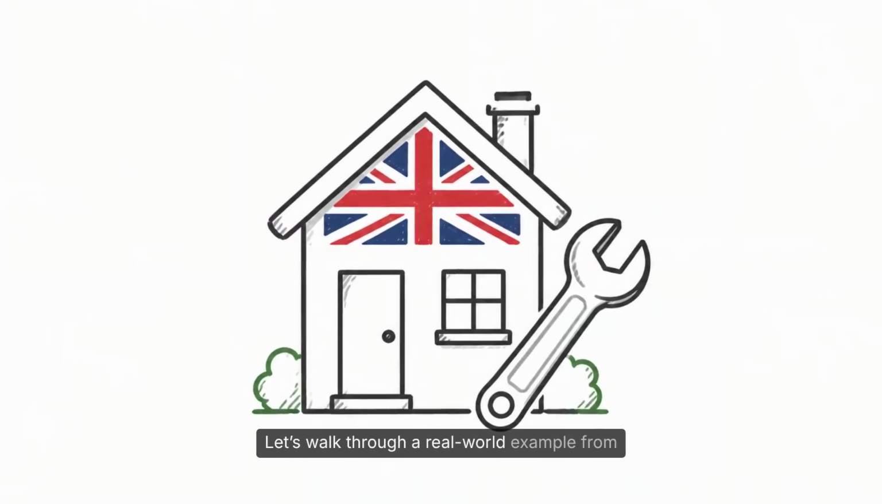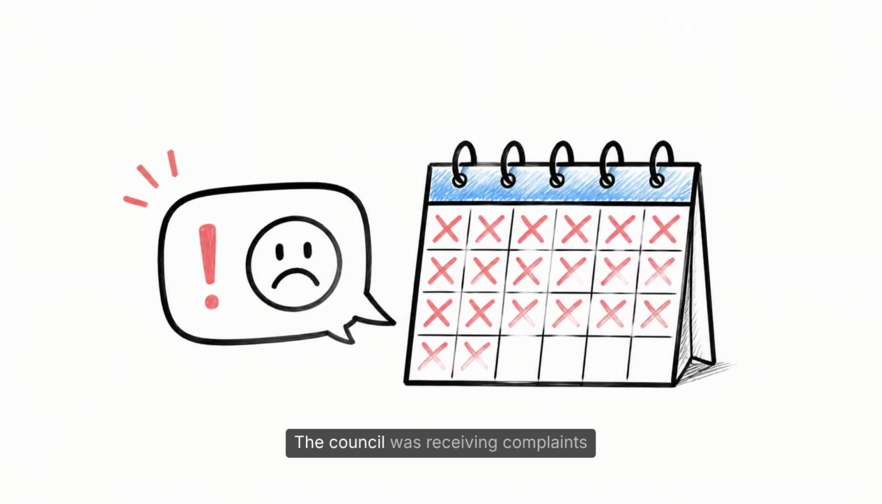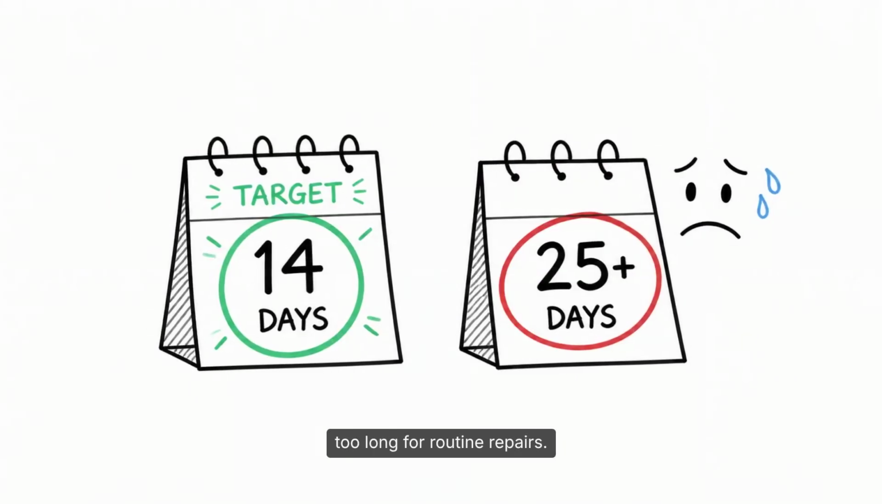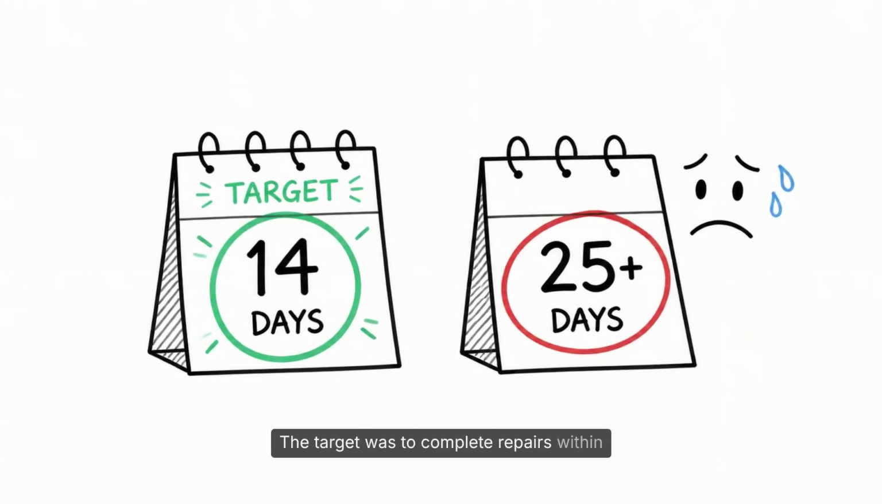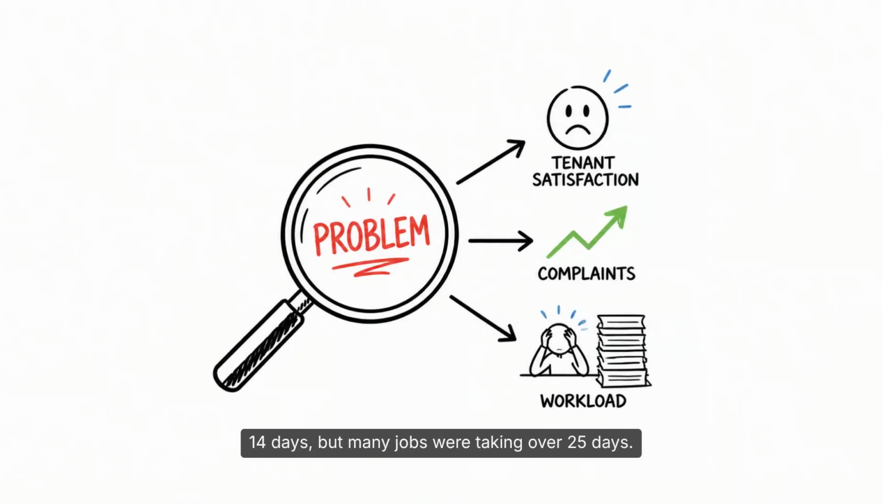Let's walk through a real-world example from a UK local authority housing repair service. The council was receiving complaints because tenants were waiting too long for routine repairs. The target was to complete repairs within 14 days, but many jobs were taking over 25 days.